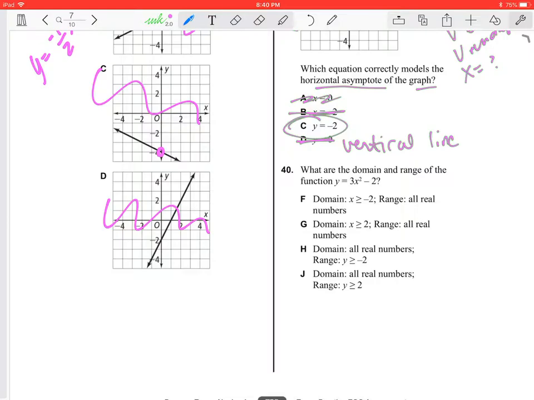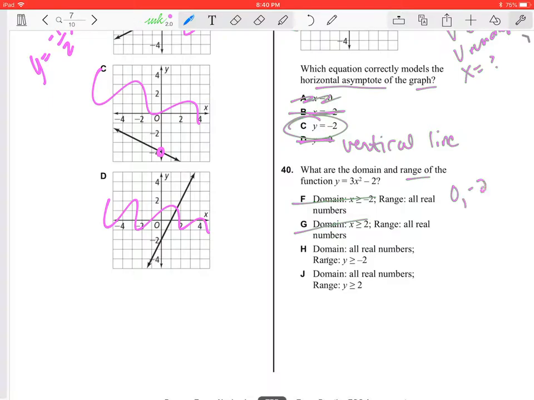Alright, number 40. What are the domain and range of the function y is equal to 3x squared minus 2? Well, our domain is going to be all real numbers, so we can count out F, we can count out G. So then our answer choices are going to be either H or J, so now we need the range.